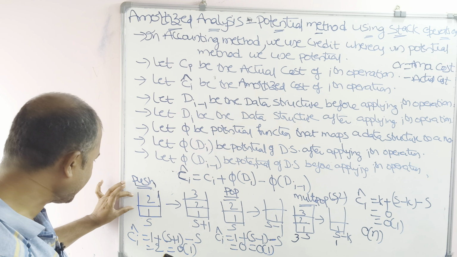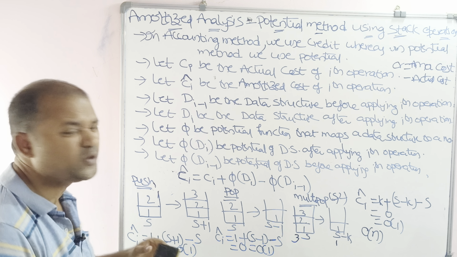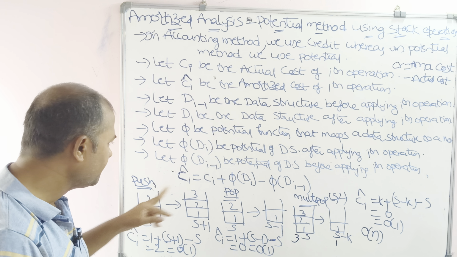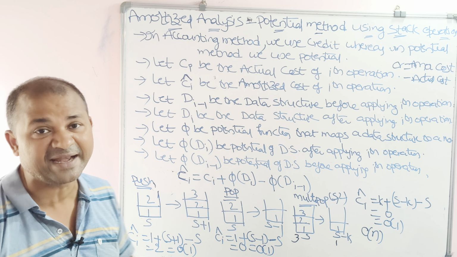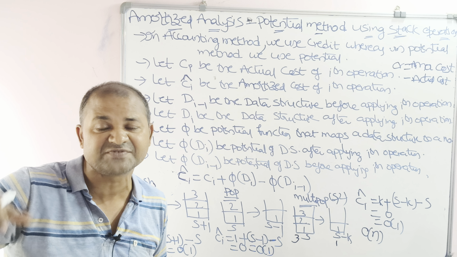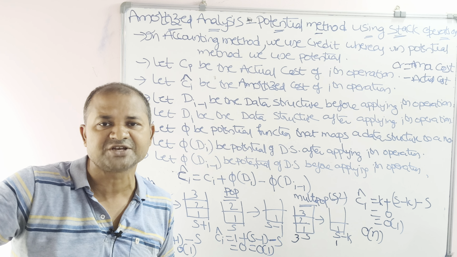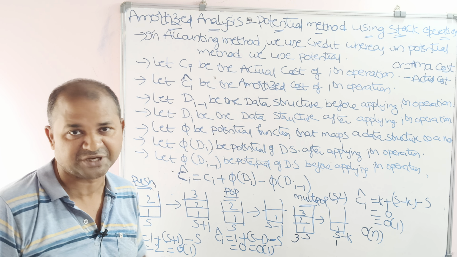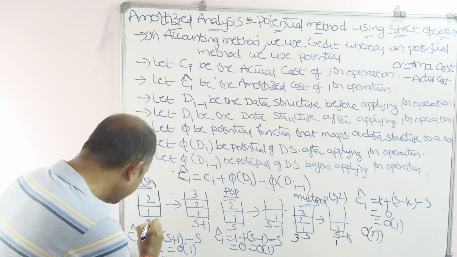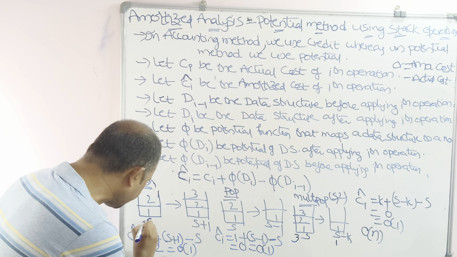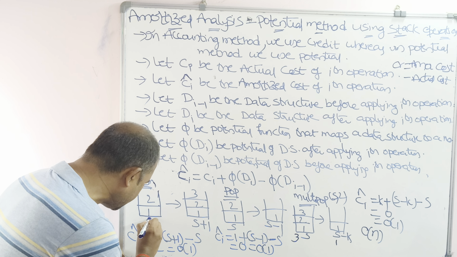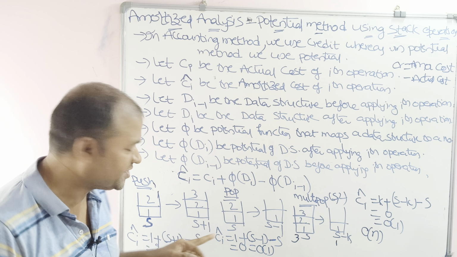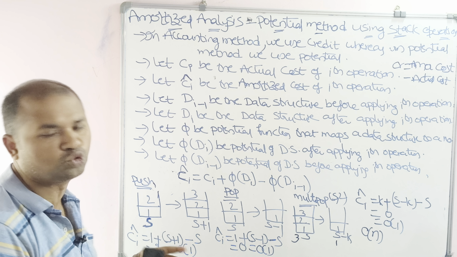Now let the stack be like this. The stack contains two elements before applying the operation. So what is pi of Di minus 1? Pi of Di minus 1 means the potential of the data structure before applying the ith operation. Here the operation is the push operation. So before applying the push operation, the state of the data structure is denoted by S. S contains the number of elements of the data structure. Here S is nothing but 2.